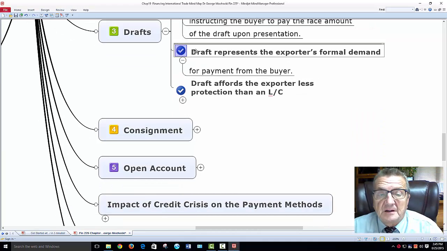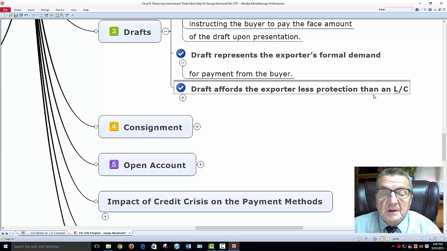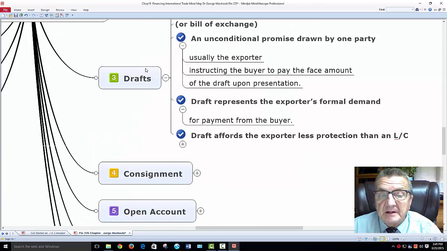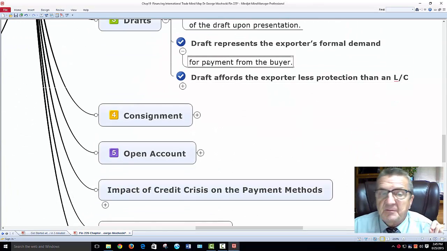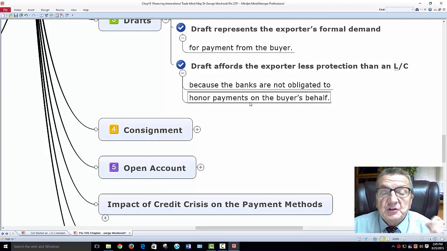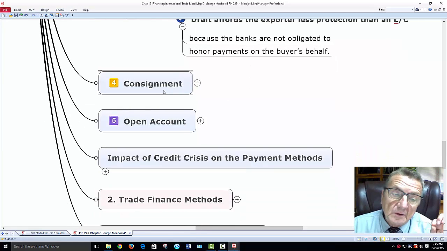Okay, so a draft represents the exporter's formal request. The next one: a draft affords the exporter less protection than the letter of credit. Here's a letter of credit because the bank is stepping in, and this one is me just writing off my own. Because the banks are not obligated to honor payment on the buyer's behalf.